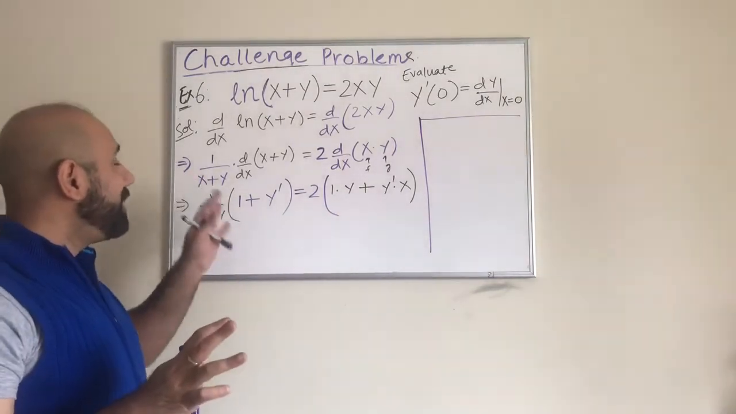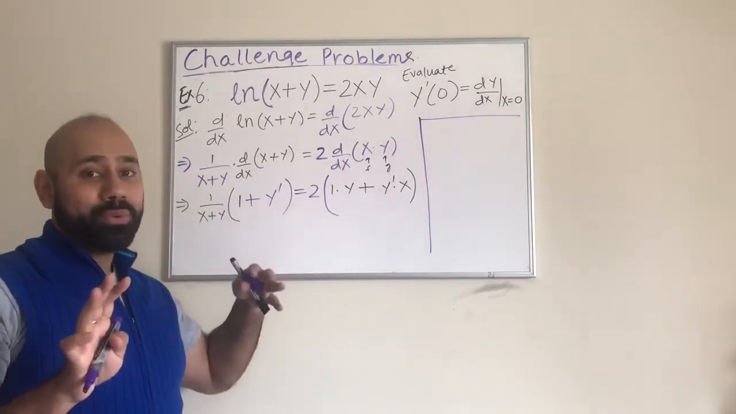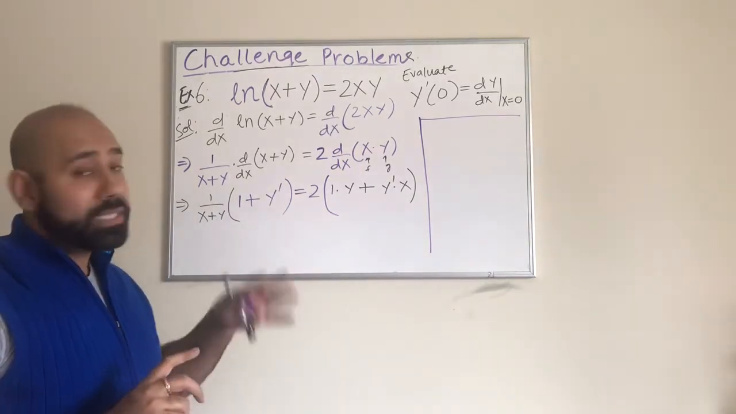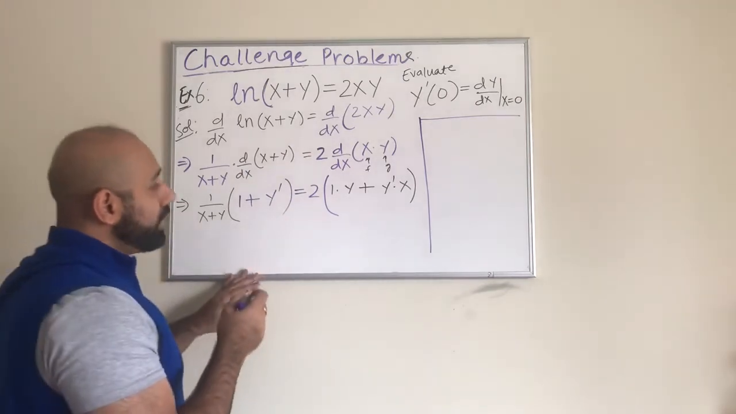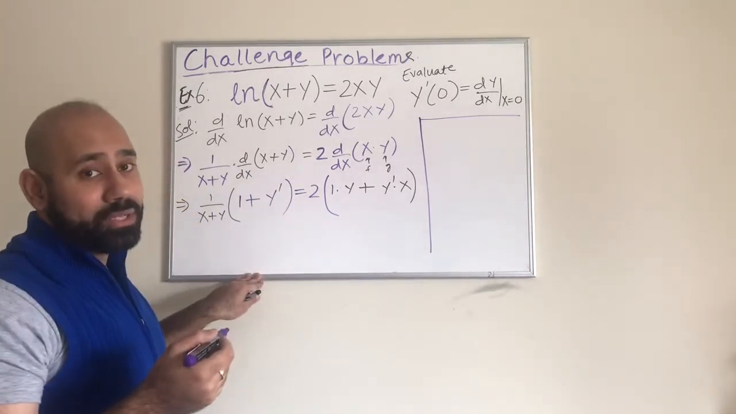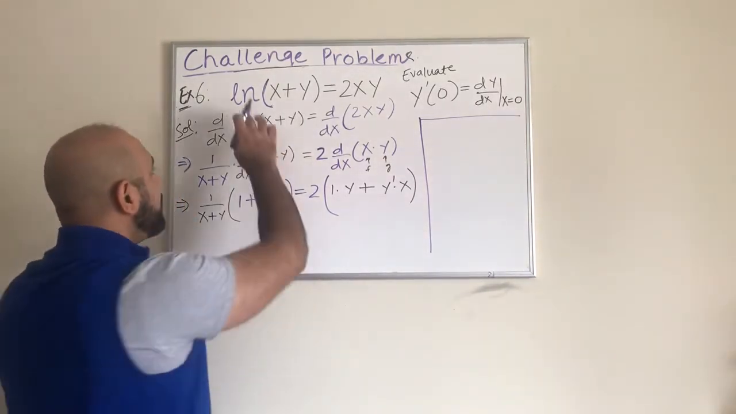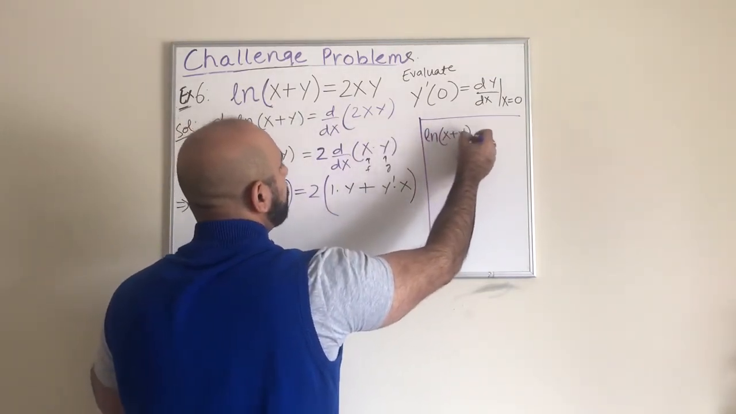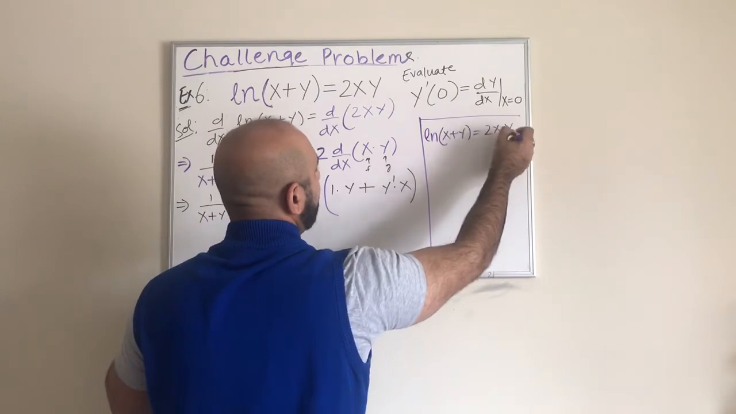Most of the time, when you see these types of equations, it would be much easier for us to solve for y just by substituting that value for x. So let us go ahead and try doing it here and see if it actually is easy for us to do that. This is going to be ln of x plus y equals 2 times xy. I'm just rewriting this equation.